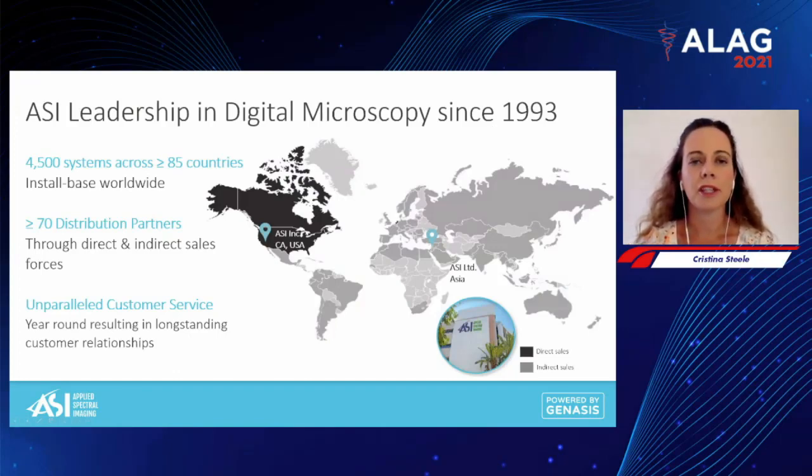ASI is a leader in digital microscopy since 1993. The world headquarters is located in Israel and in the US in sunny California. ASI offers direct sales in Canada, United States, and Israel, and partners with over 70 distributors throughout the rest of the world. In Argentina, we are proud to work with Instrumentalia as well.